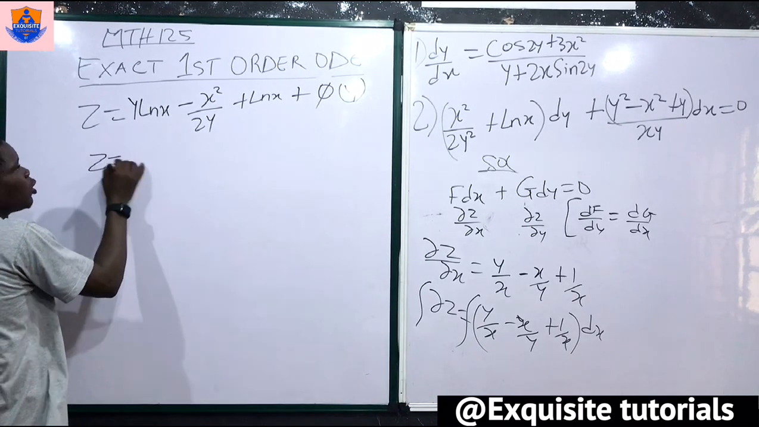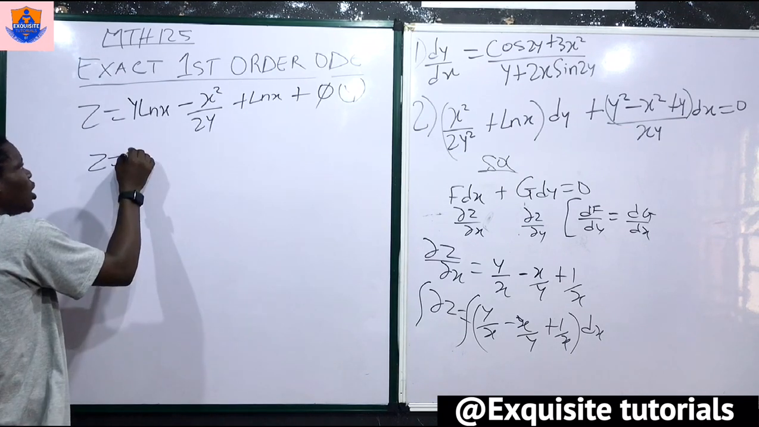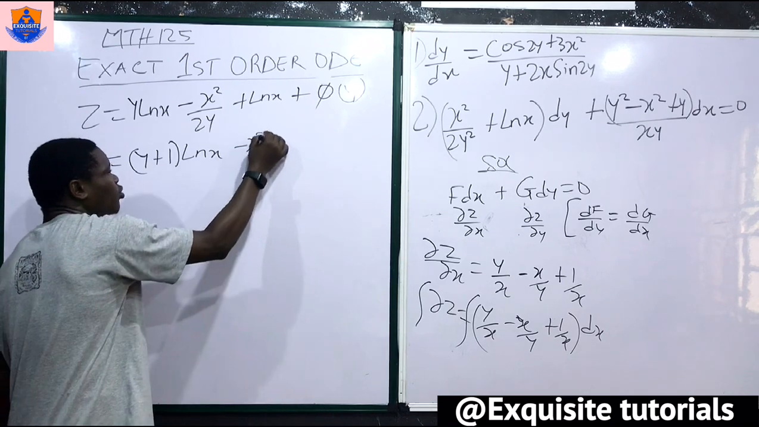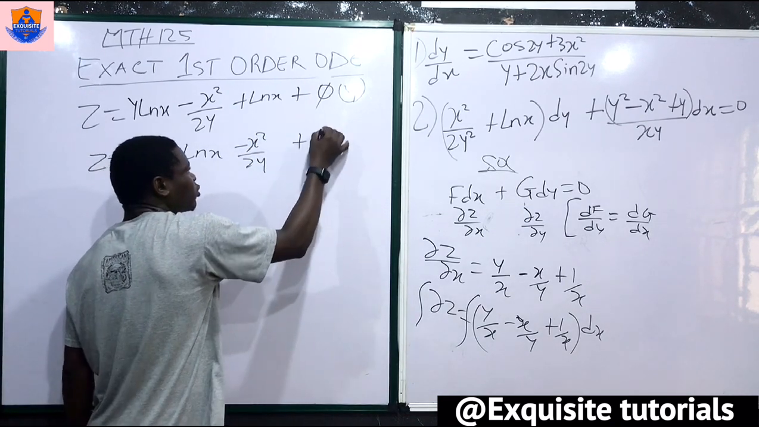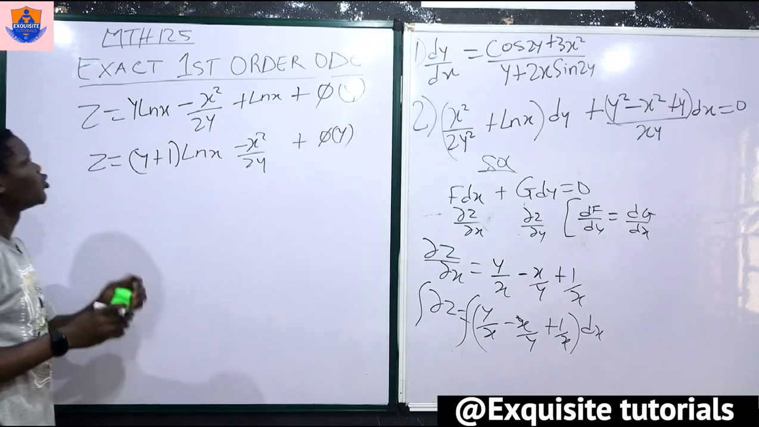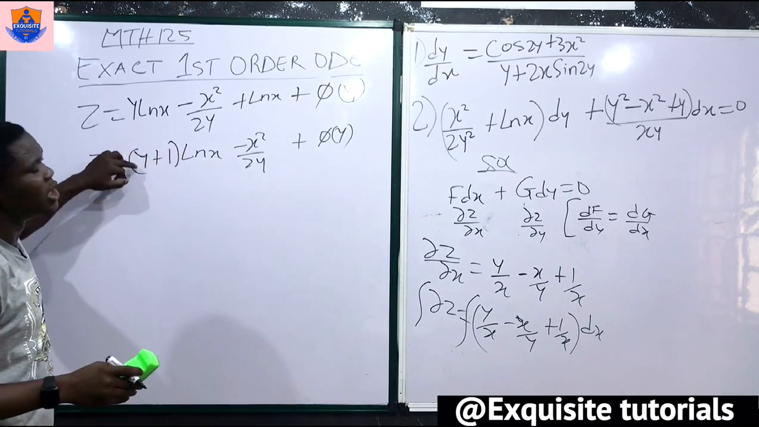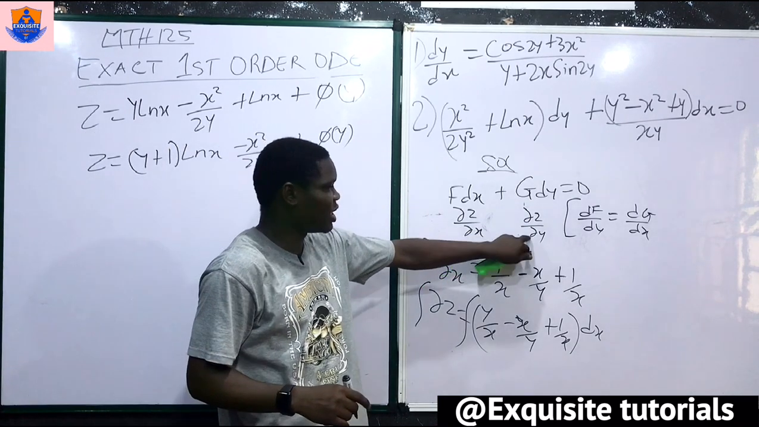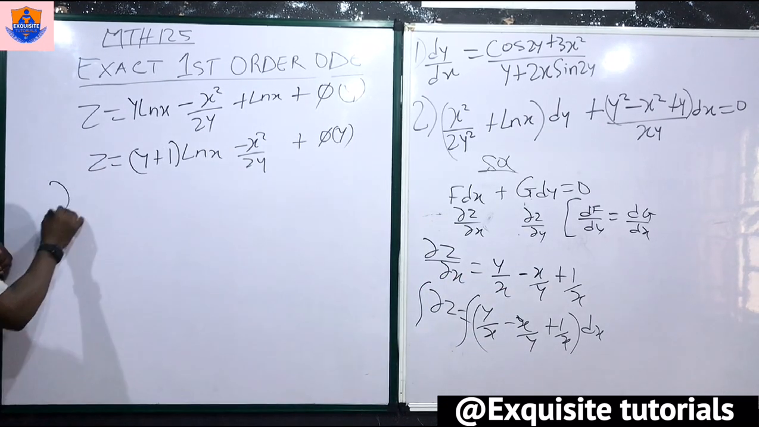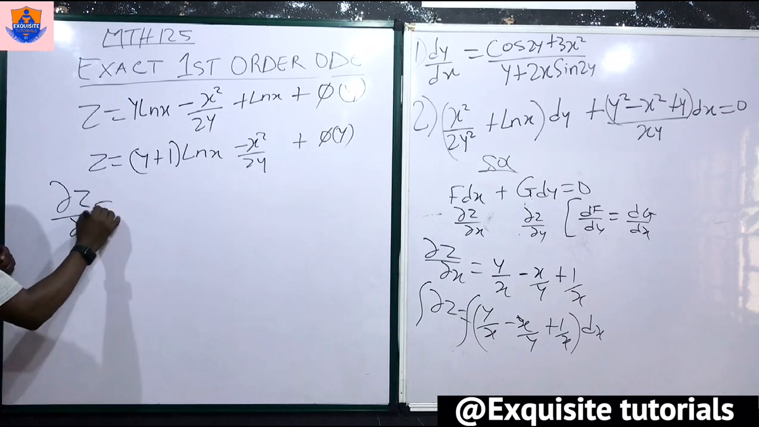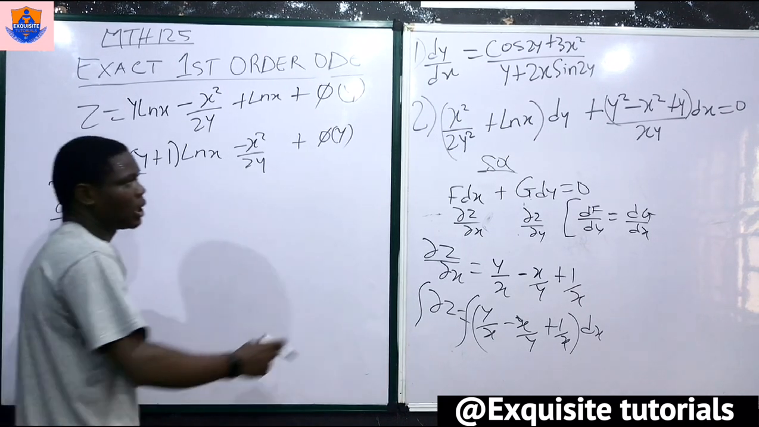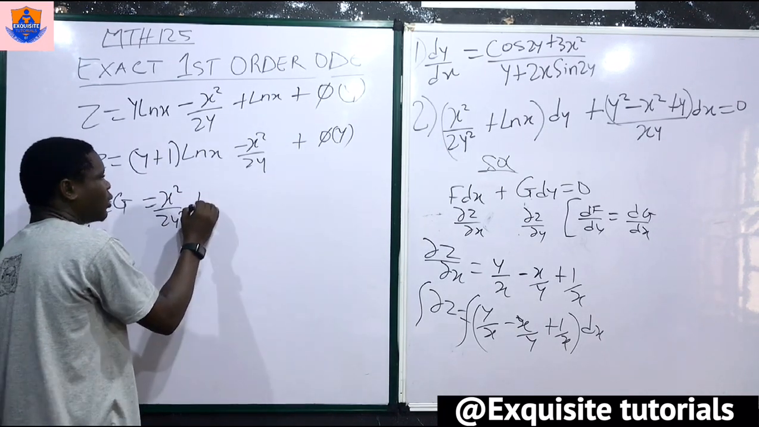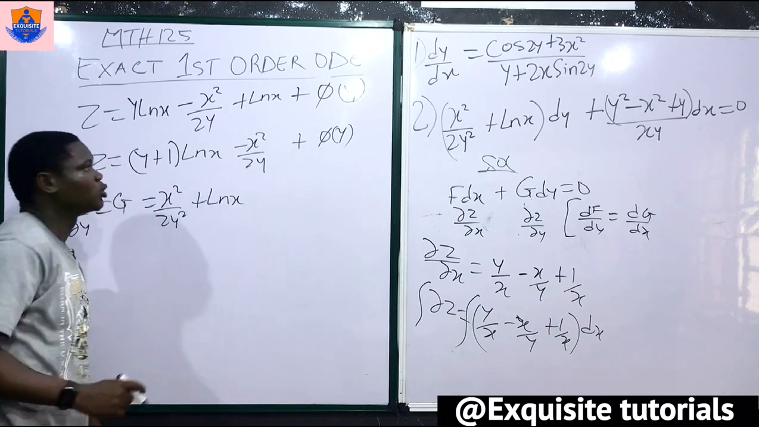So our z becomes, this ln x is common, so I have y plus 1 ln x minus x squared over 2y plus a function of y. I took ln x out from these two. What's left here is y, what's left here is 1. So remember that our dz over dy is g. And what is that g? Our g is x squared over 2y squared plus ln x. So this is our g.